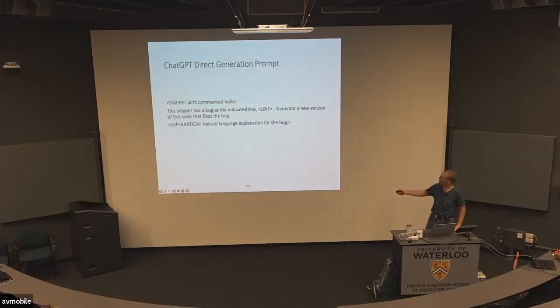This is the prompt template we use. So we would give it the whole snippet, and then we gave it this text. It has a bug at the indicated line, generate a new version that fixes the bug, and then we added an explanation. There are already 10 papers that have been published or that are on arXiv that have applied the GPTs to program repair. So this little experiment is not novel in that sense. We differ from them in that we added this explanation.